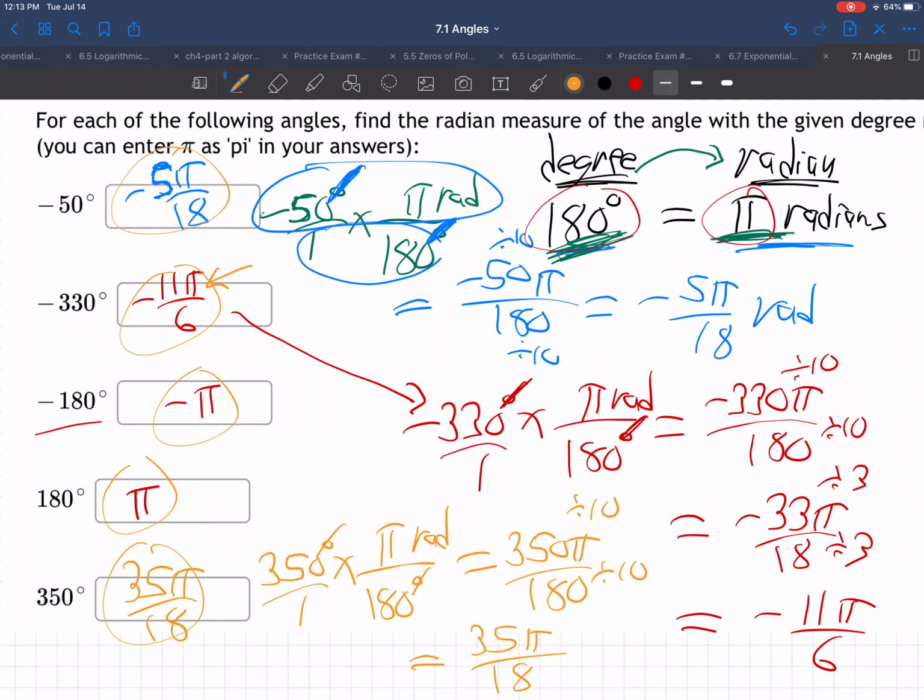So the connection between the degree world and the radian world, those two different systems of measuring an angle opening: 180 degrees, halfway around a circle, is pi radians, also halfway around a circle. That's the connection. You just multiply by pi over 180 so the degrees cancel, and then you're in the radian world.